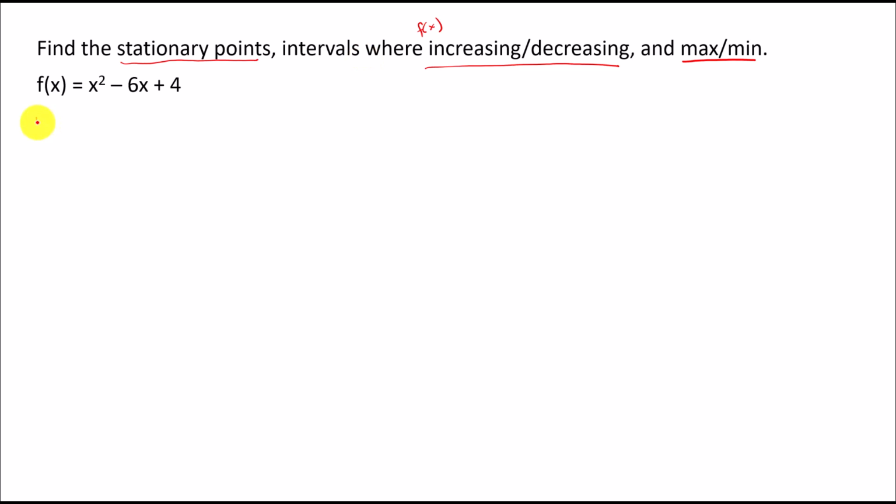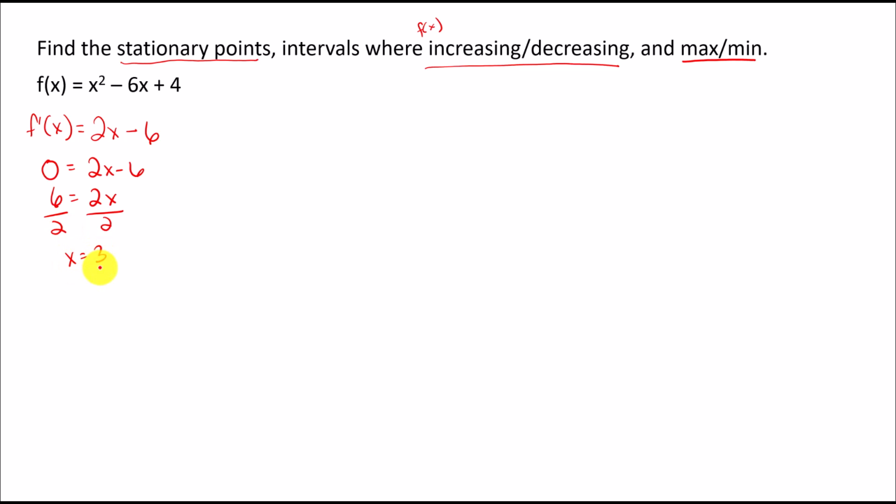But we start with all of this, we need a derivative. So we're going to take the derivative of f of x, which is going to be 2x minus 6. And then in order to find stationary points, and really in order to do any of the rest of this, we need to set the derivative equal to 0. So we need to find the x values where the derivative is equal to 0. So we solve for x, so we're going to add 6 to both sides, and we're going to divide by 2. So x equals 3.